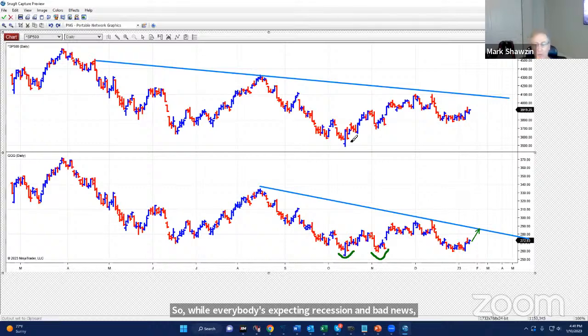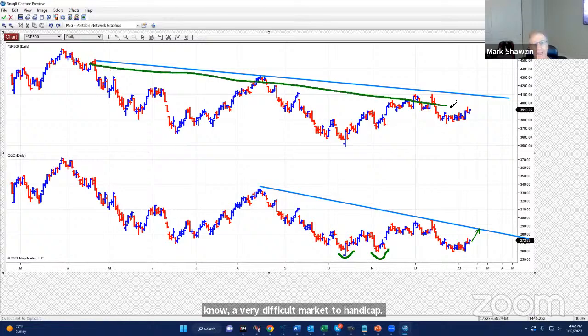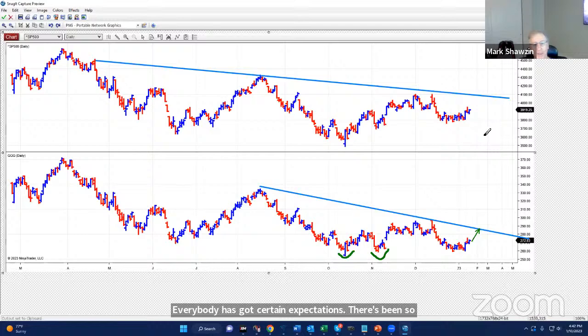And this is, again, why I kind of knew coming into this year that it would be very likely that this would be a very difficult market to handicap. Everybody has certain expectations. There's been so much bad news that's already been priced in. And so, what's going to come out of the blue to now be the catalyst to push this thing lower?